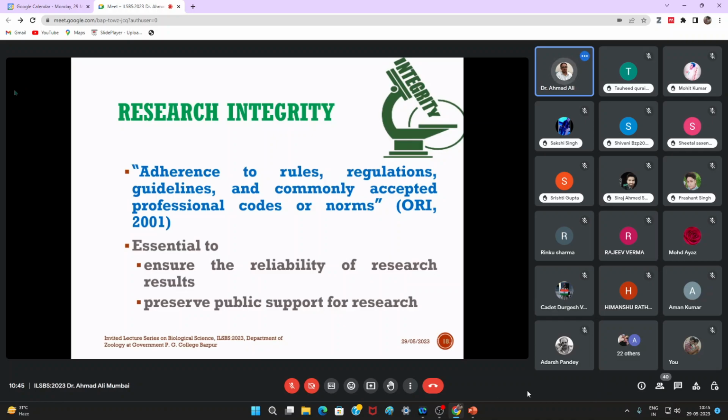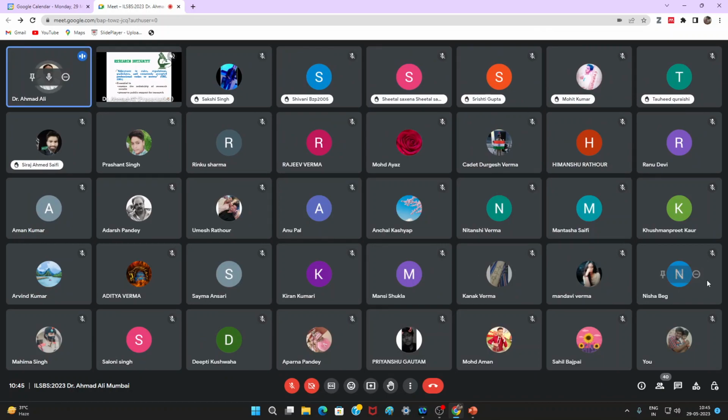So again, I'll define it. Research integrity, which has been accepted all over the world, is given by the Office of Research Integrity, NIH, government of USA: adherence to rules, regulations, guidelines, and commonly accepted professional codes or norms. It is essential to ensure the reliability of research results, as I mentioned in the previous slide, because society looks for research integrity since those results and findings become the basis for policy decisions. That's why one can ascertain the faith of society and public support for research. Otherwise, the funding will be less.